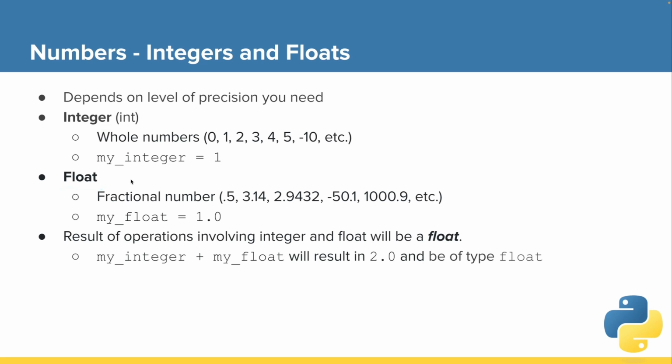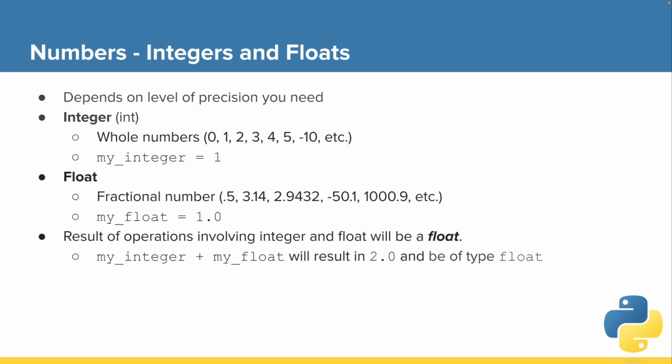For example, it may allocate different memory for an integer versus a float, so it depends on the level of precision you need. But again, Python will automatically detect the type based on how you define a variable, the same way that we saw earlier in the course with strings and integers.